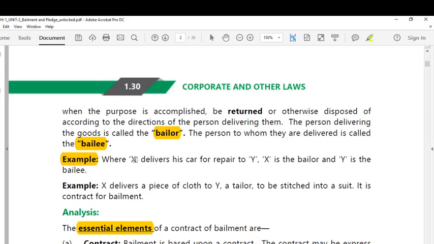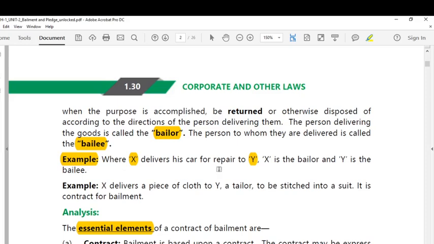Say where X delivers his car for repair to Y. X is the Bailor and Y is the Baili. See here, X delivered his car for repair to Y, right? So here goods are delivered by X. So that is why X is called a Bailor. And to whom is it delivered? It was delivered to Y. And Y is called a Baili. So here X is Bailor and Y is the Baili.